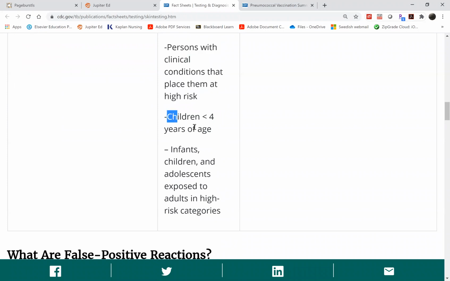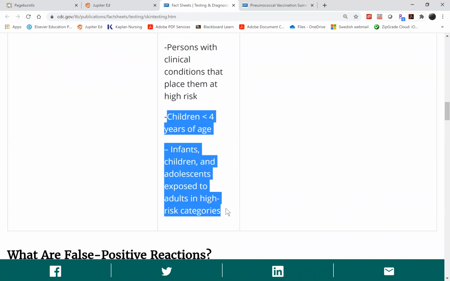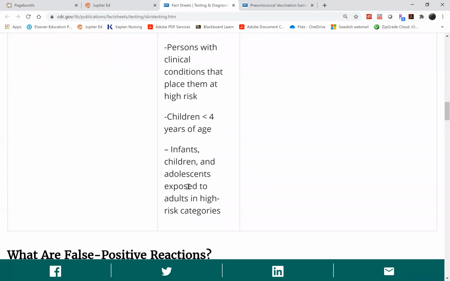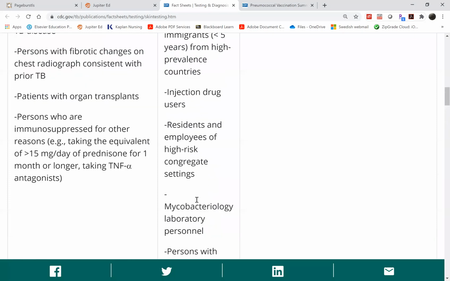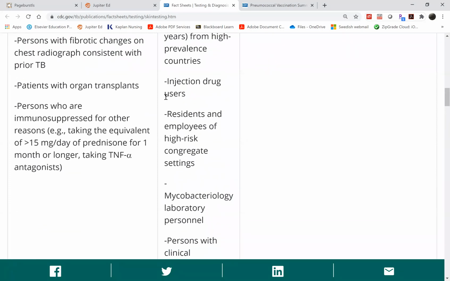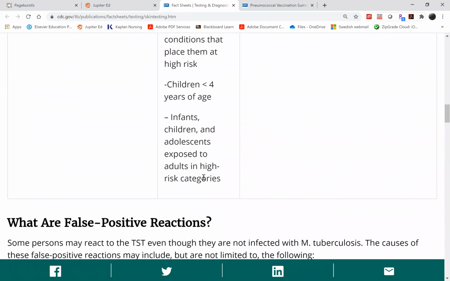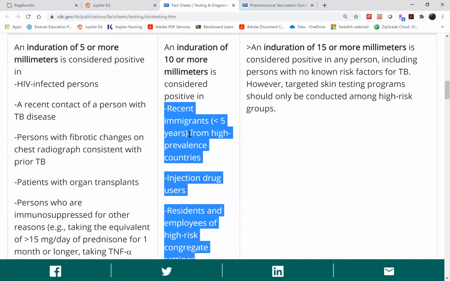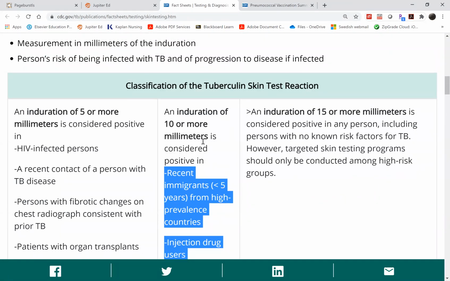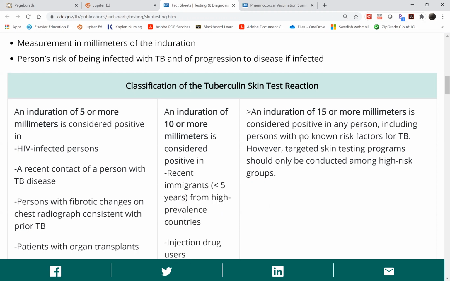You are a young child, less than 4, or even younger, an infant, or children and adolescents exposed to people who are these right here. Right, so those are the high risk categories that this is referring to. So a 10 or more is positive in this group. For everybody else who doesn't belong in the first column or the second column, a 15 millimeter or more induration is positive in the rest of the people.